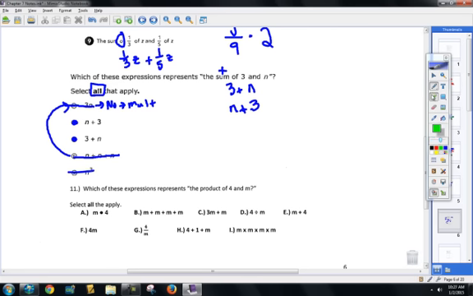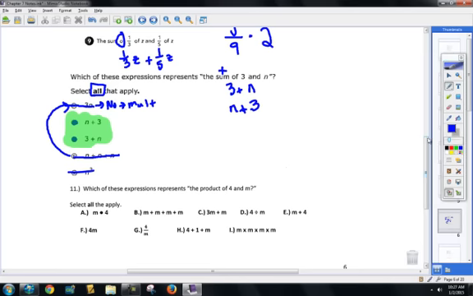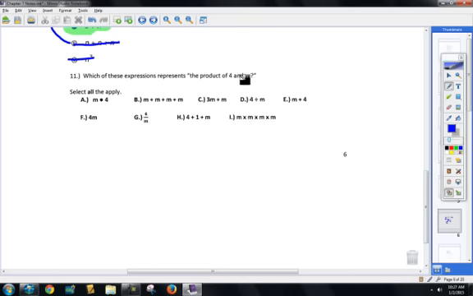So the only two that would be viable answers here would be these two because of the commutative property of addition, which says order can change and it won't impact the outcome of the answer. Okay? Do another one of these. It's the same type of question here.